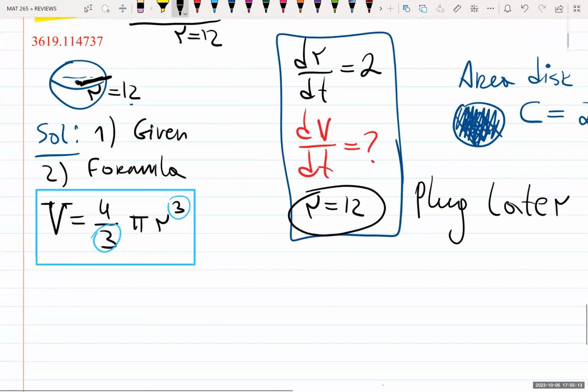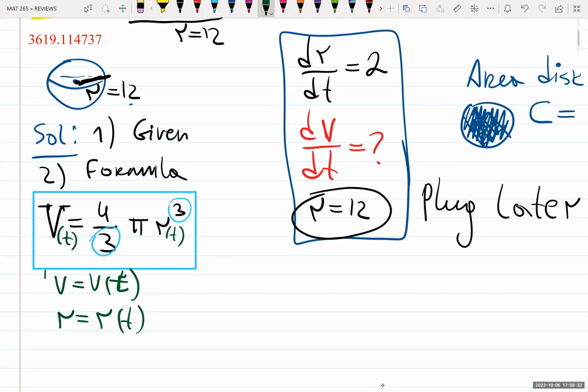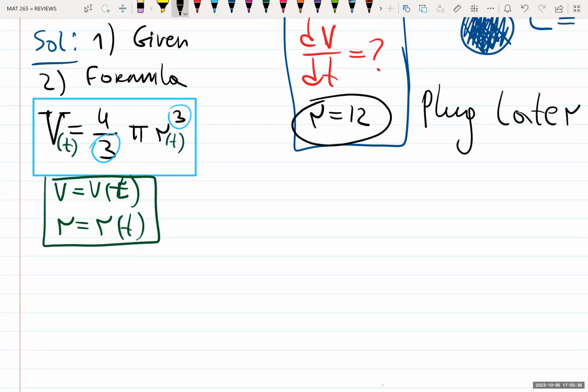Okay, so I have this. They asked me to find dV over dt. To do that, I will just differentiate everything, keeping in mind that V depends on t and R depends on t. So it becomes an implicit differentiation where V is a function of R, of t, and R is a function of t. And they are related through t. That's a three-dimensional problem.